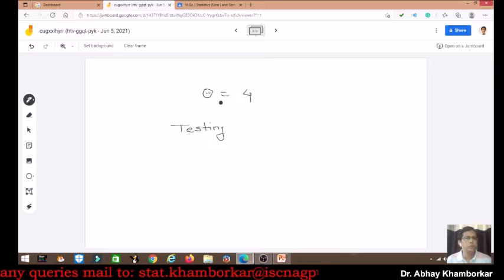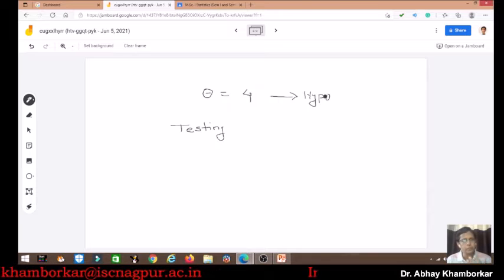So theta equal to 4, which I have written, is information about a population parameter, and that is nothing but your hypothesis. Of course, we are going to write down the formal definition of hypothesis, but a statement or assertion made about a population parameter is nothing but the hypothesis. So you can see that theta equal to 4 is the statement I am making. Theta equal to 4 is a statement about what? About a population parameter theta. Hypothesis is nothing but the statement or assertion made about a population parameter theta.